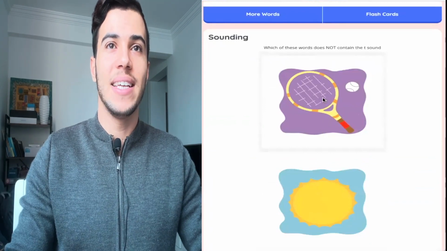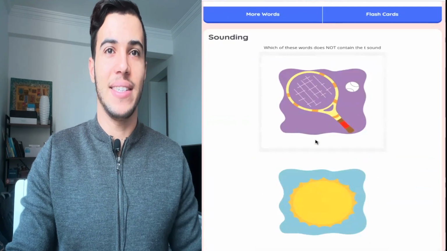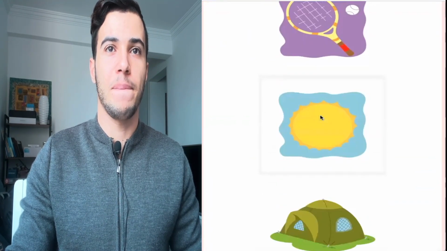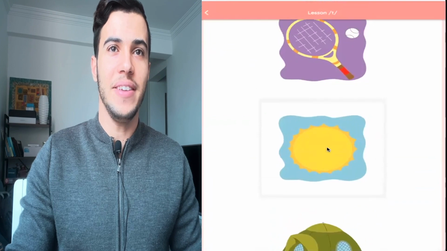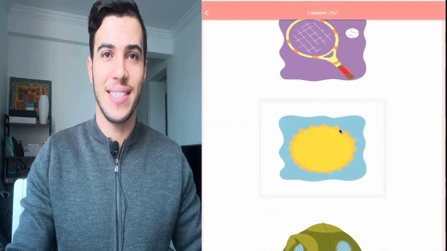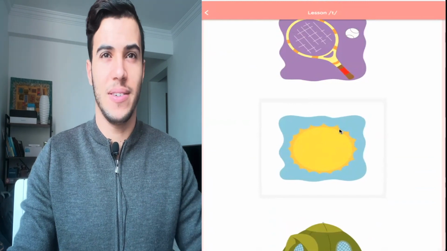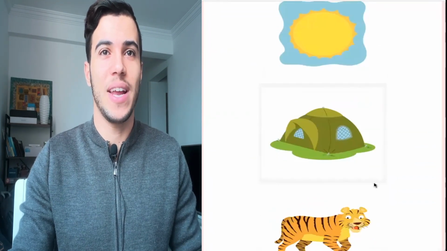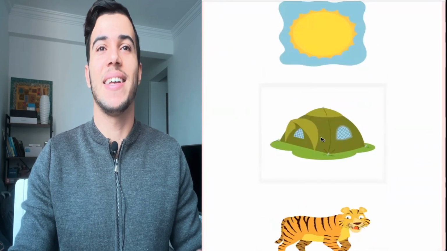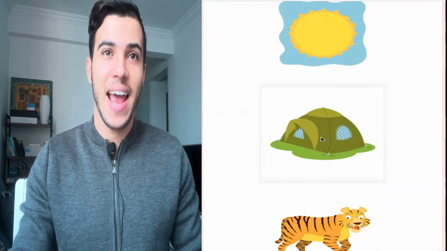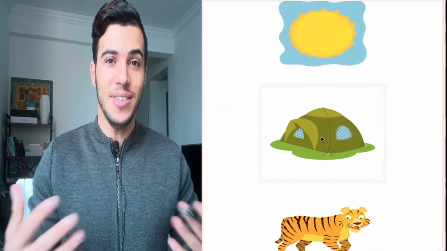Okay, here let's look at some words that contain the t sound. The first one is tennis. Okay, tennis. All right, and this one, does it contain the t sound? Sun. No, it doesn't contain the t sound. And the next one is tent. Okay, tent.